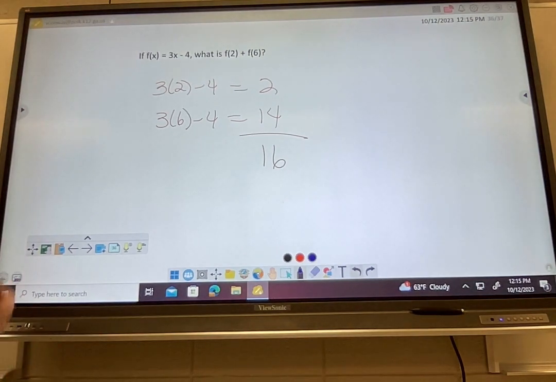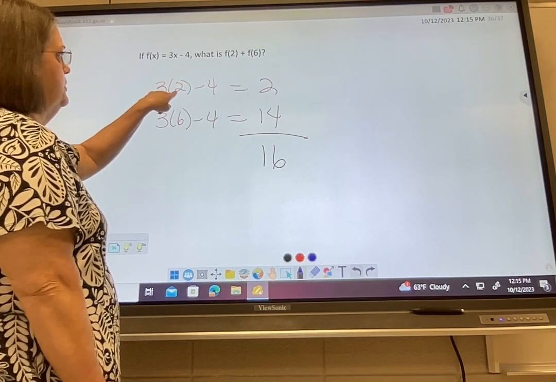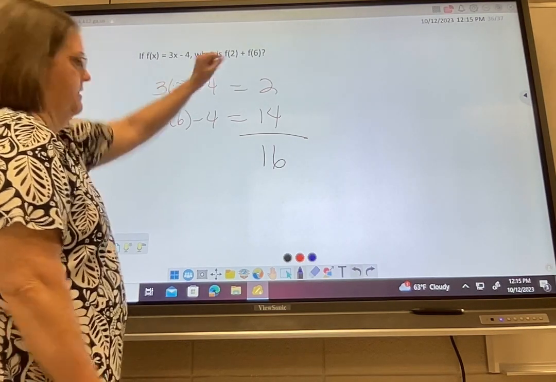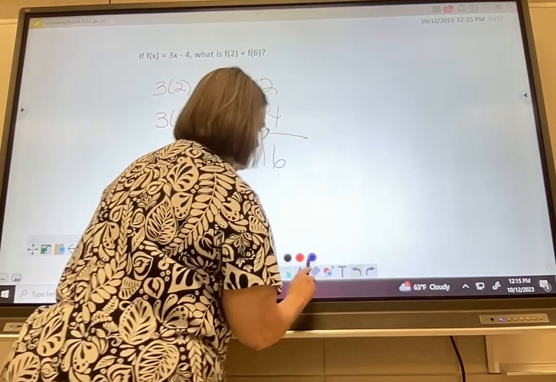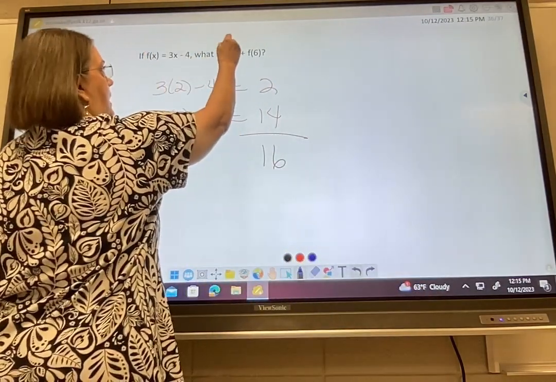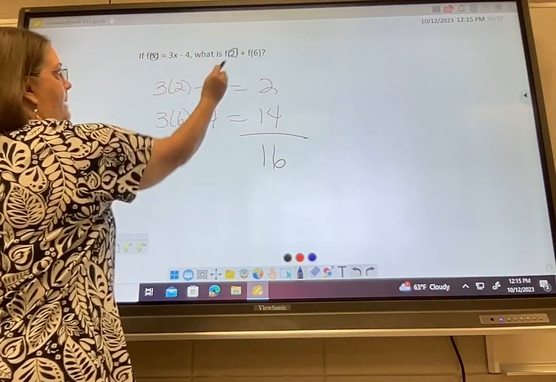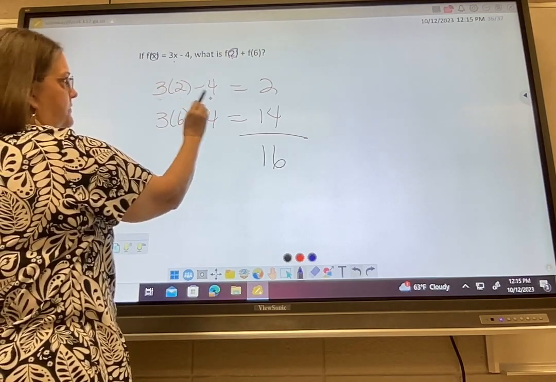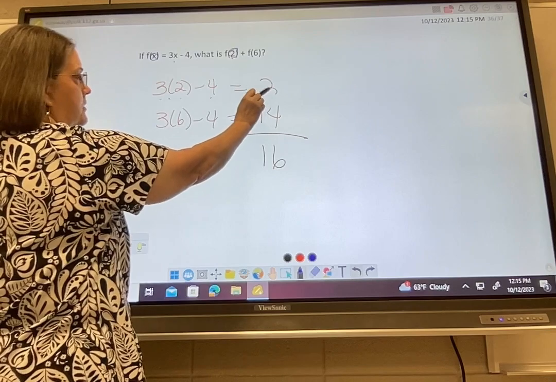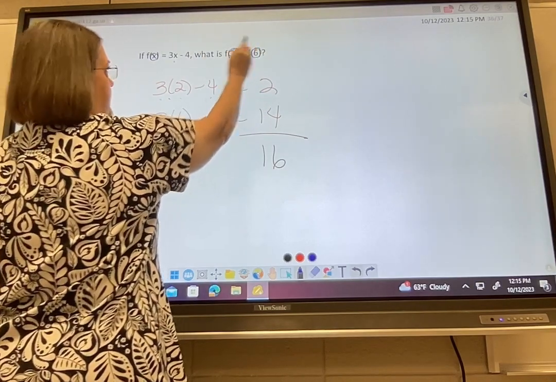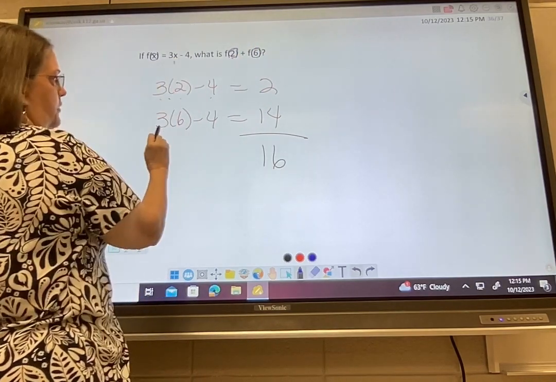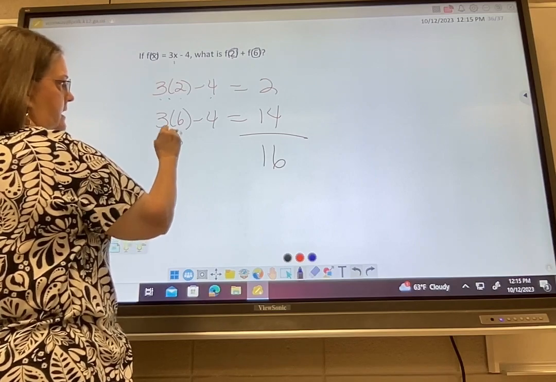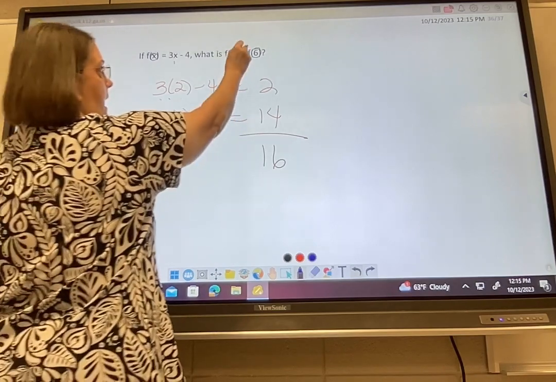Now here, this is from the first test of the year. You want to do 3 times 2 minus 4. This is in the place of x. So I put it in the place of x. 3 times 2 minus 4. 6 minus 4 is 2. Then I put 6 in the place of x. 3 times 6 is 18. Minus 4 is 14, and now I add them together.